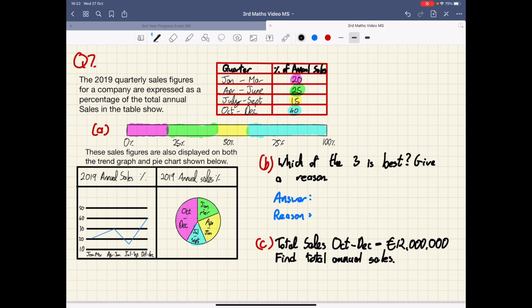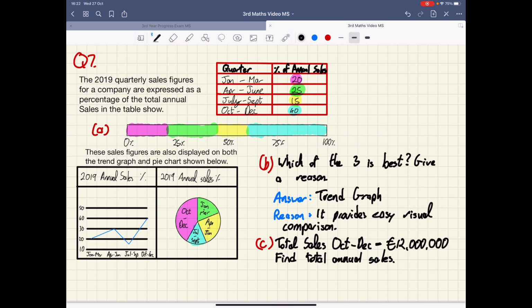Then it says these sales figures are also displayed on both the trend graph and pie chart shown below. Which of the 3 is best? So they're asking, is this one the best? Is this one the best? Or is this one the best? And the answer is the trend graph is the best. And a reason being, it provides easy visual comparison.